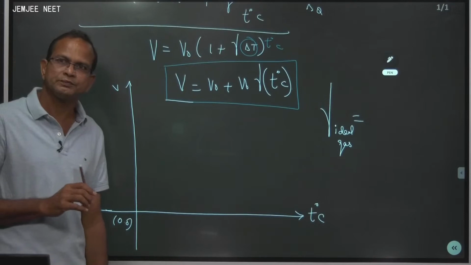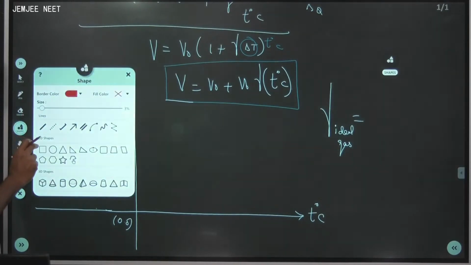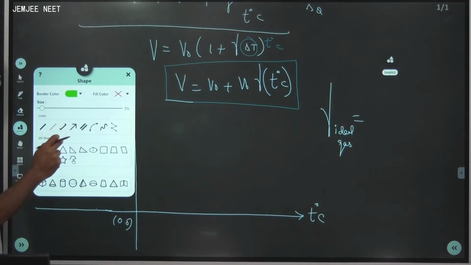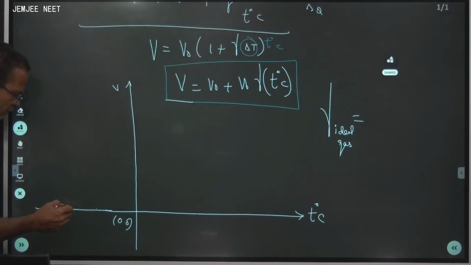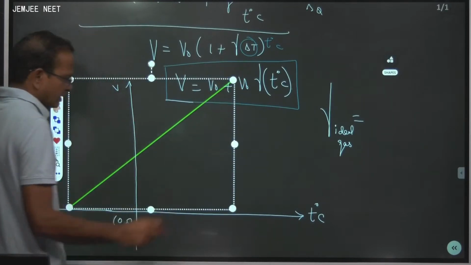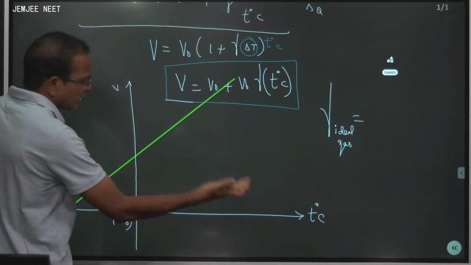Yes or no? Yes, sir. Definitely yes. Then what's the nature of graph I am going to get? What is the nature of graph that I am going to get? This is going to be my graph. This is my graph between volume and temperature.